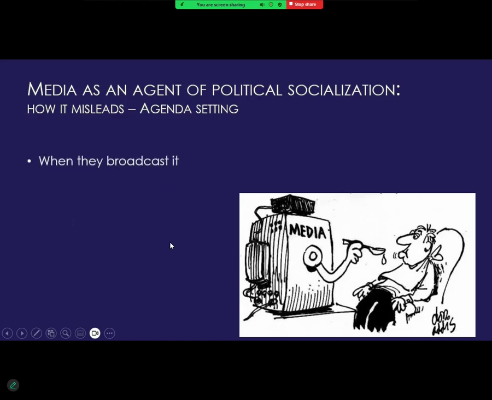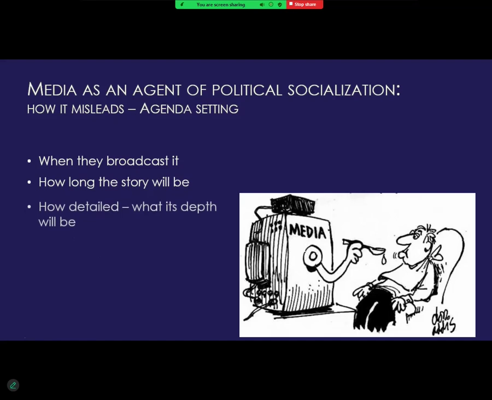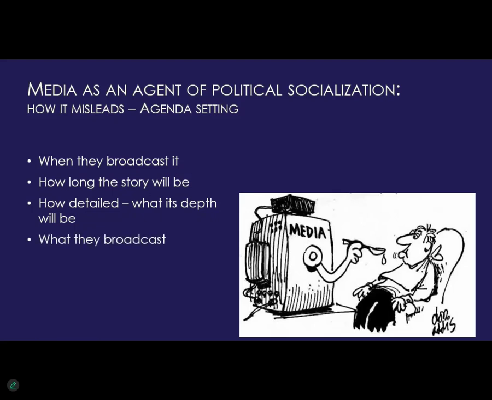Media companies choose. They set an agenda for their publications. They choose when they're going to broadcast stories, how long their stories will be, how detailed or in-depth their stories will be, and most importantly, what stories they're going to share. And that's where I'll focus. Choosing what stories they share is where they catch the audience.